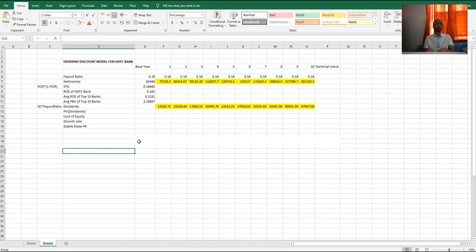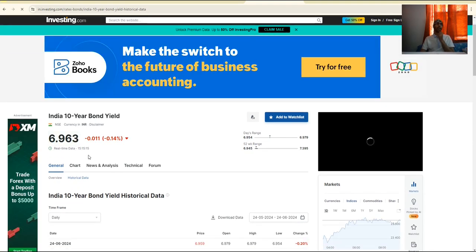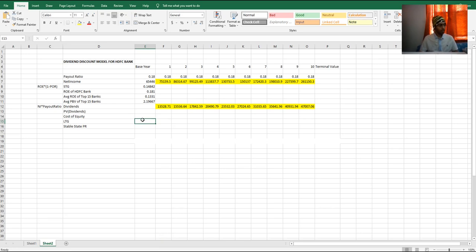Now we also need the long-term growth rate. Here we have mentioned the long-term growth rate as growth rate only. Let me write LTG here, long-term growth rate. So this is the 10-year government bond rate that we will be taking. Let me find out what that rate is. Right now it is saying that the yield is 6.963%. So let me use this number, 0.06963. This is the long-term growth rate number that we'll be using to calculate the cost of equity and also the terminal value.